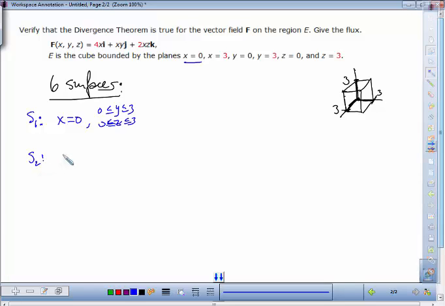S2, our second surface, let's let that be y is equal to 0. And this time your variables are x and z, going from 0 to 3 for both of them. And then your S3 would be maybe z is equal to 0, and your x goes from 0 to 3, and then your y goes from 0 to 3. So those are the first 3 surfaces, coordinate planes. This is the first one, S1, S2, and S3.